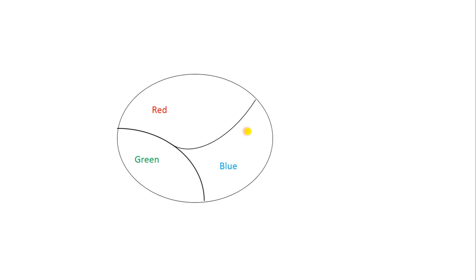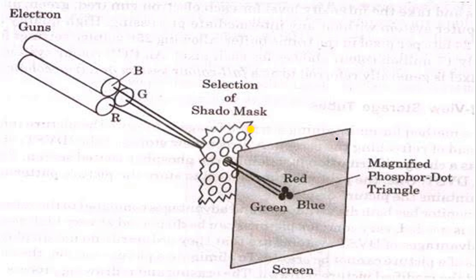Just now I explained that if you give 40, 50, and 254, one color will be generated. If I give 50, 40, and 200, another color will be generated. By varying the values, different colors will be generated.